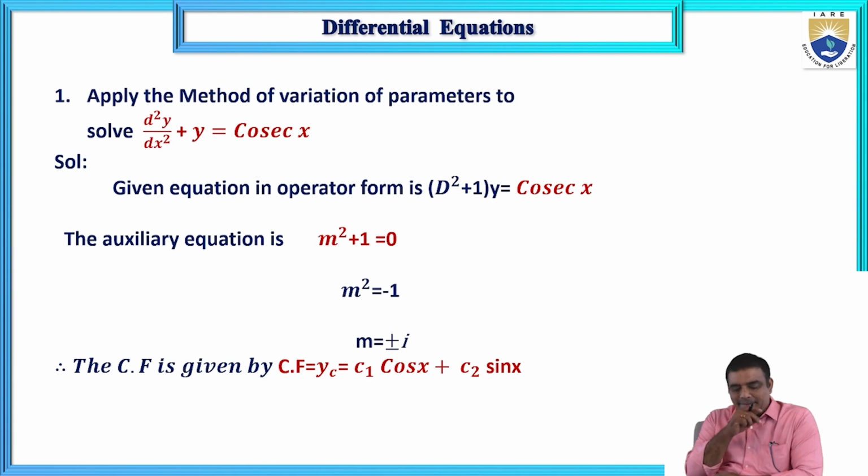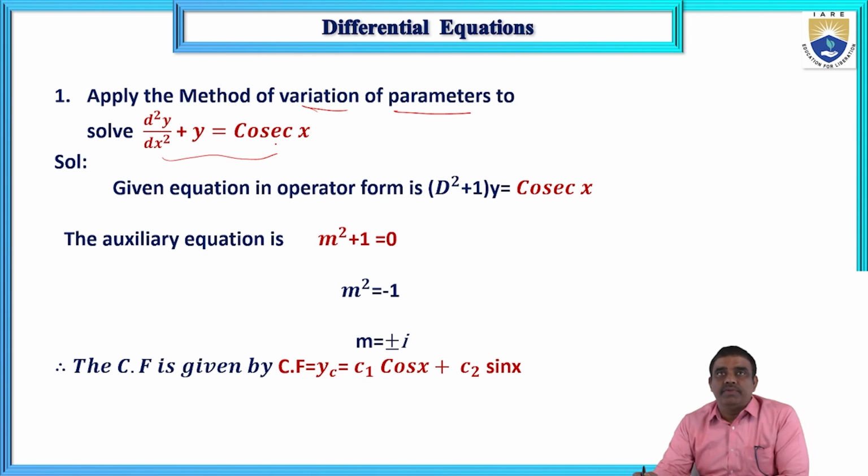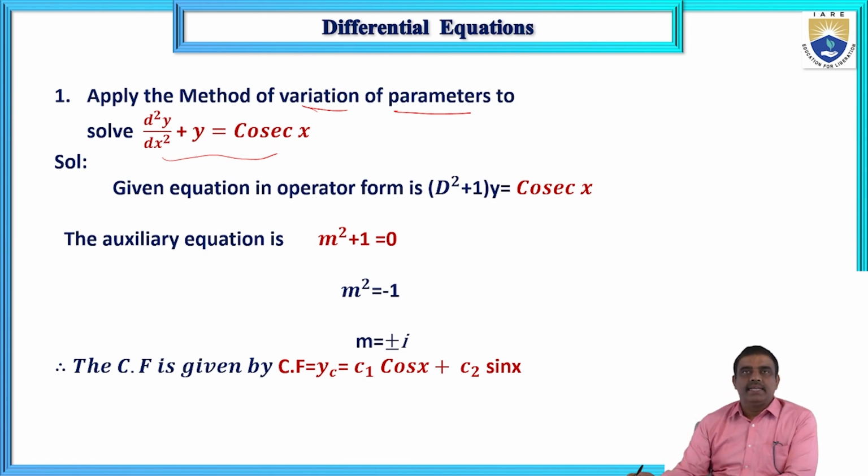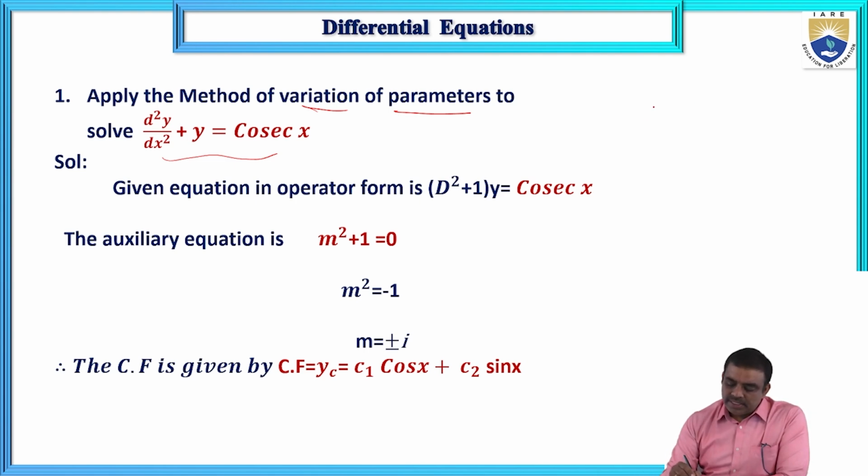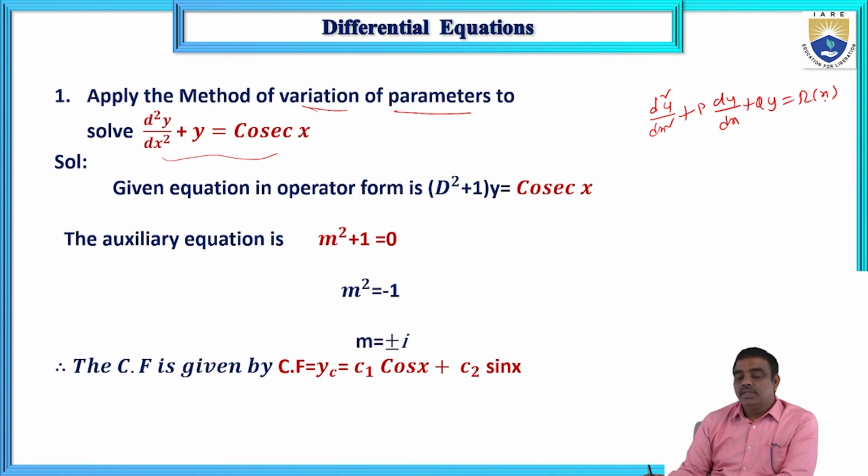Apply the method of variation of parameters to solve d square y by dx square plus y is equal to cosecant x. What is the standard form? The standard form is d square y by dx square plus p into dy by dx plus q into y is equal to r of x. This is the standard form as per our procedure.